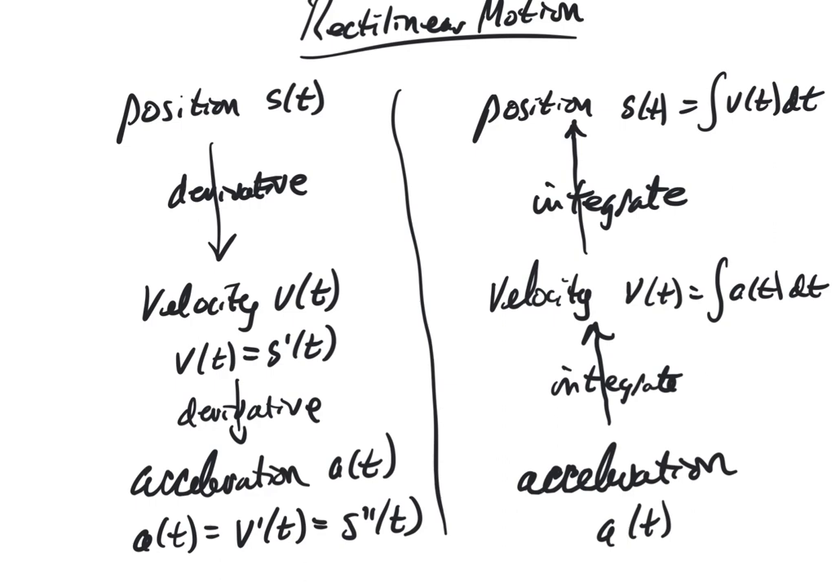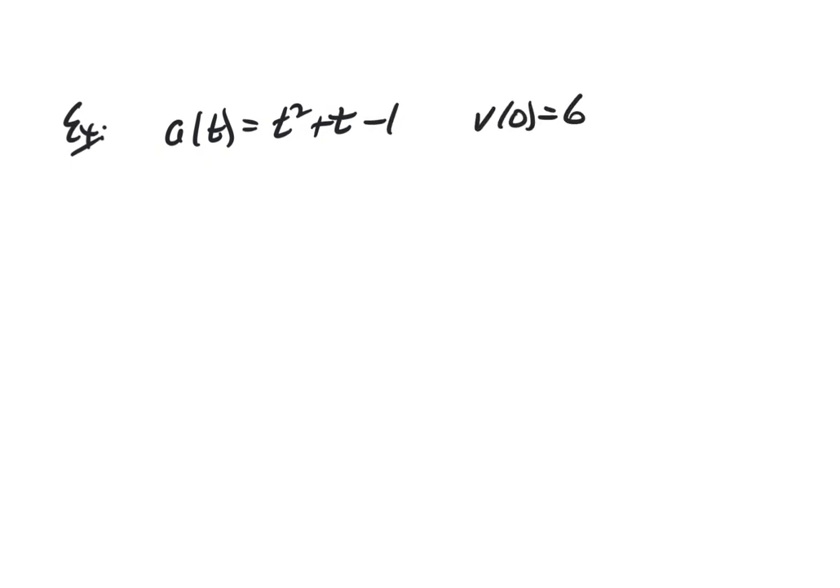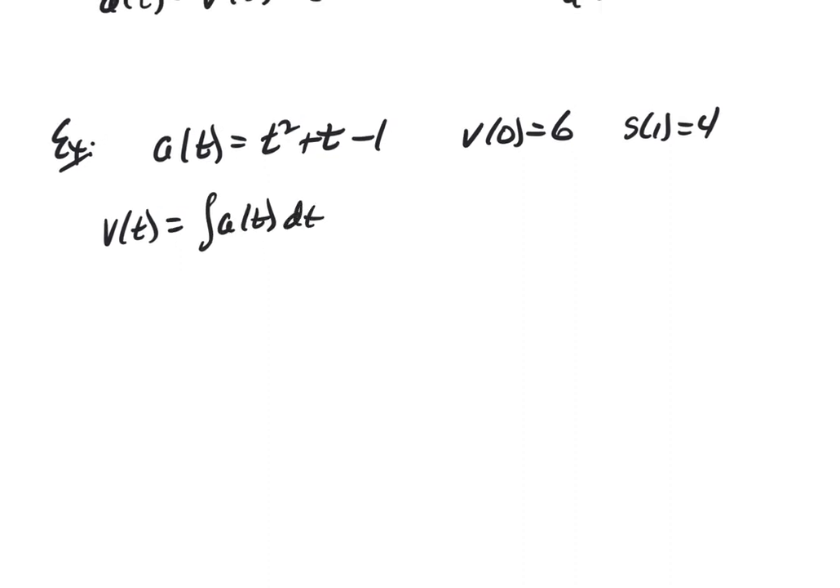And so the problems we did earlier, I just want to do another one just to put it back in everybody's head, was something like the following. If I gave you an acceleration function of t squared plus t minus 1, and I gave you two initial values, v of 0 is equal to 6, s of 1 is equal to 4, then we can go from acceleration to velocity, just using the concept that velocity is going to be the integral of acceleration. We integrate acceleration to get back to velocity.